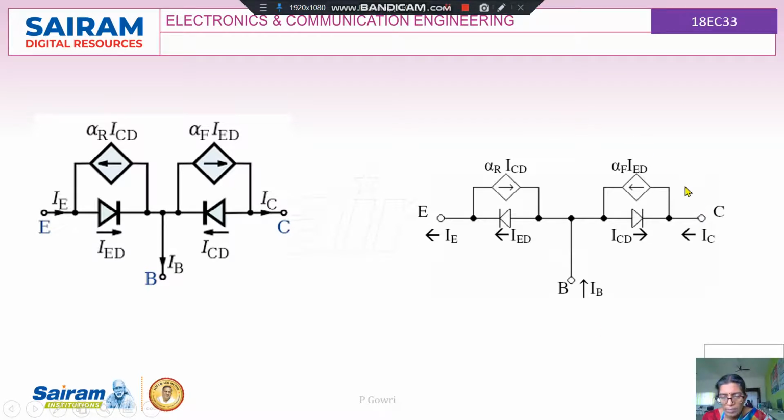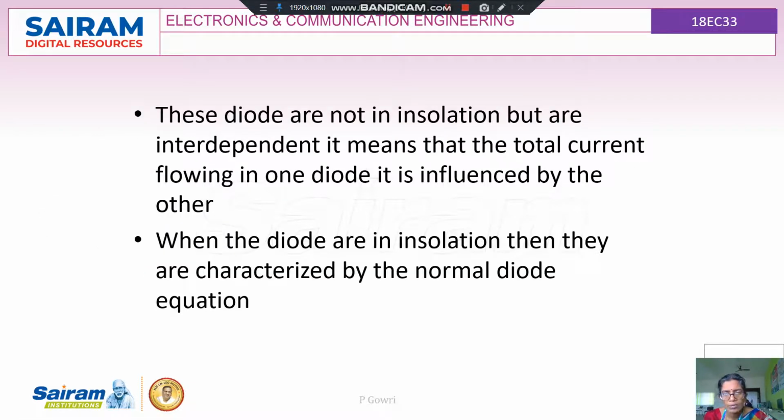This diagram is about the Ebers Moll model of an NPN transistor. We can see that both the models are the same, the only difference being that the directions are interchanged. That is, the conventional current flows out from the device, so IE points outside. We can also see that the forward current depends upon the reverse current, and the reverse current depends upon the forward current. So the diodes are not in isolation; they are interdependent, which means the total current flowing in one diode is influenced by the other.